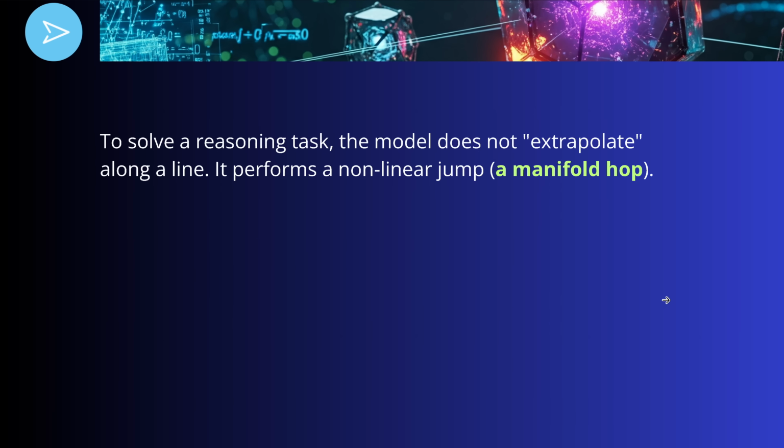And I tell you this with a big smile. So to solve the reasoning task, Google tells us the model does not extrapolate anymore along a line. Now the transformer performs a nonlinear jump. And of course, you know this is a kind of a manifold hop to a higher dimensional rotational space.